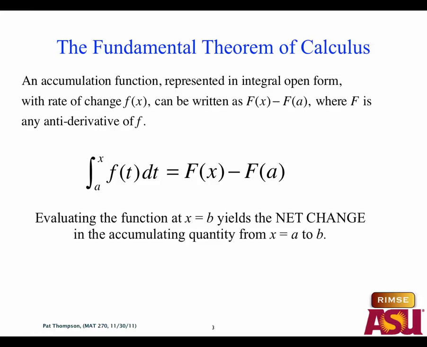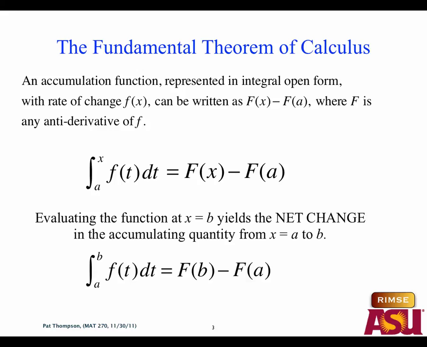If you plug in x equals b for x, so if you evaluate this function at x equals b, you get the net change from a to b. So that looks like this. That's just plugging in a value for where we're going to stop accumulating. So we're going to stop at a number b, and so the net accumulation is any antiderivative evaluated at b minus any antiderivative evaluated at a.